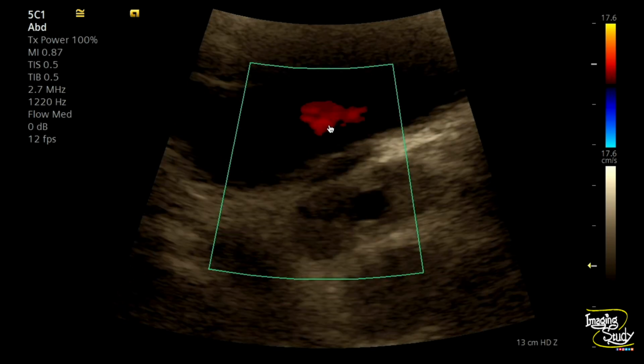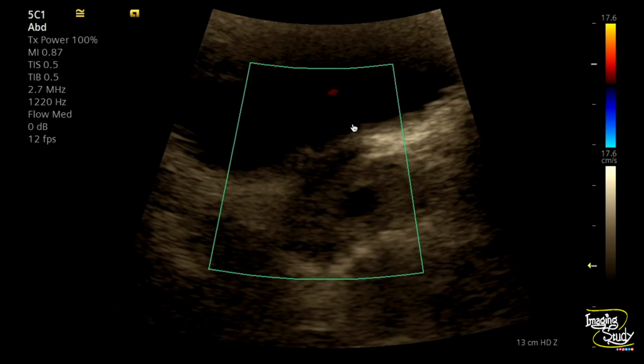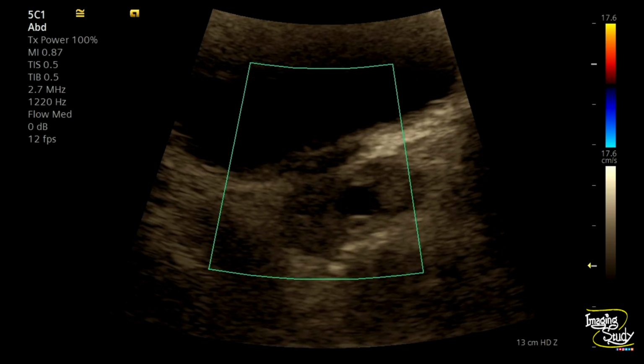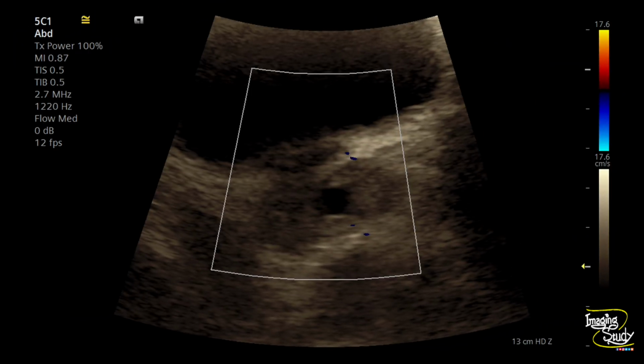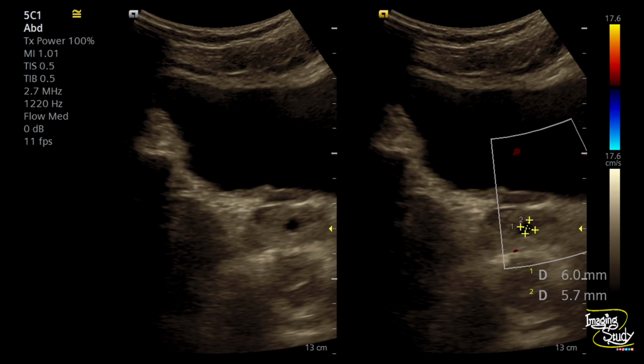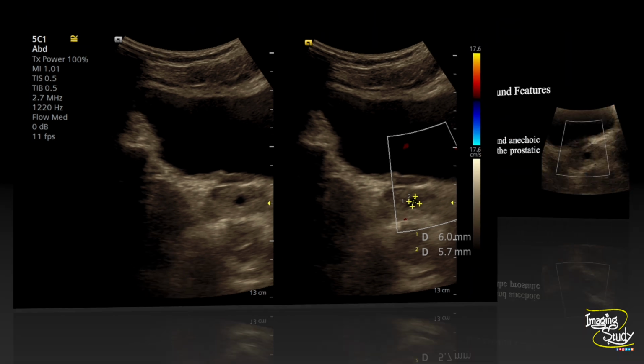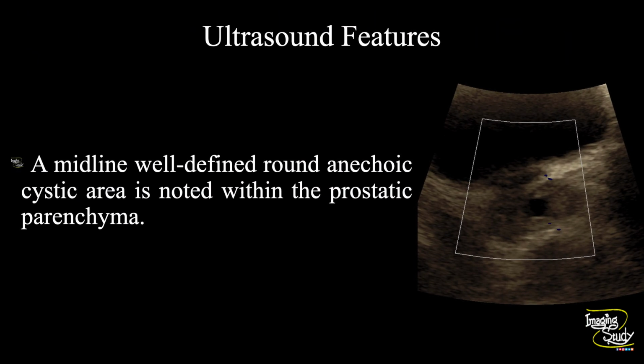You can see the ureteric jets here also. Here's the still picture of color Doppler with no aberrant vascular flow. And obviously the cystic structure is not a vascular abnormality. The lesion measures around 6 mm in diameter. So in summary, a midline well-defined round anechoic cystic area is noted within the prostatic parenchyma, indicating a midline prostatic cyst.